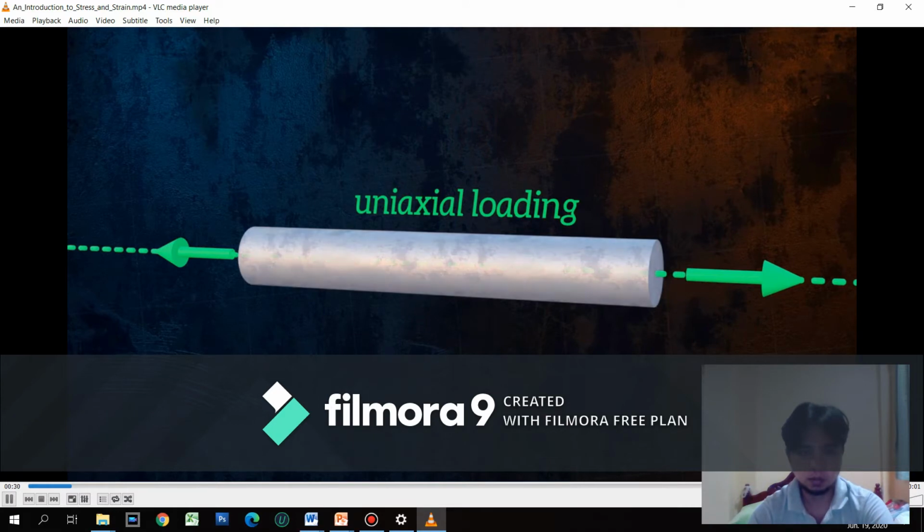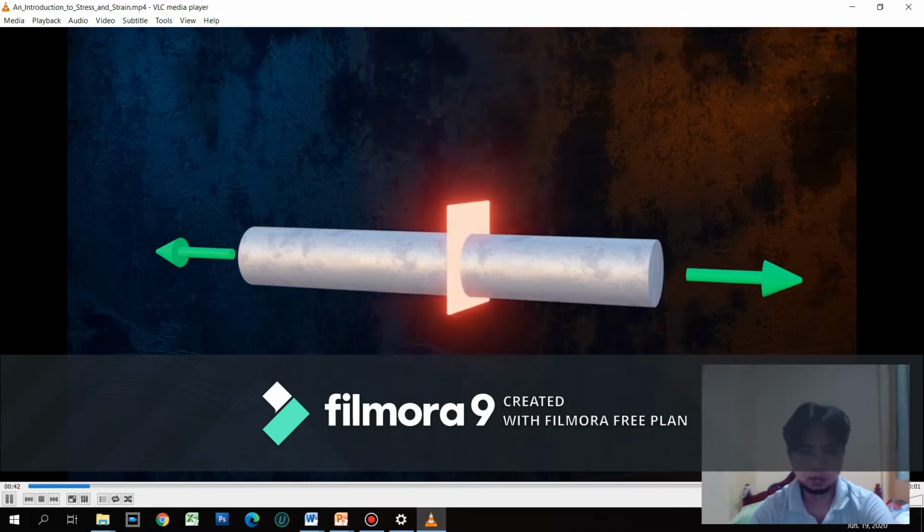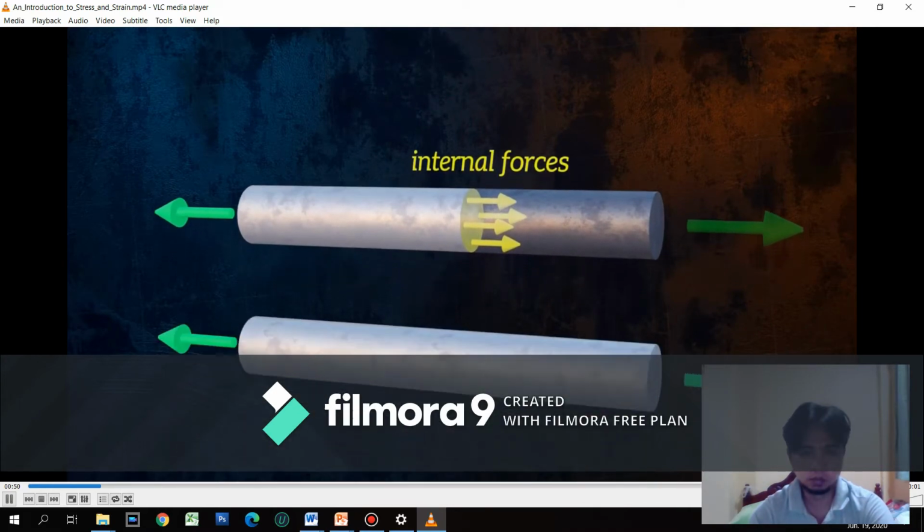The two forces are pulling the bar, causing it to stretch. Internal forces will develop within the bar to resist these applied forces. We can expose these internal forces by making an imaginary cut through the bar. I chose to remove the right side of the bar, but I could have removed the left side instead.